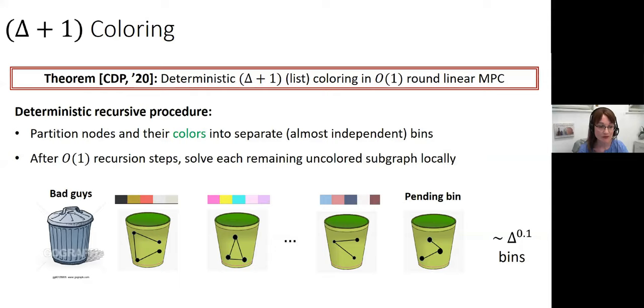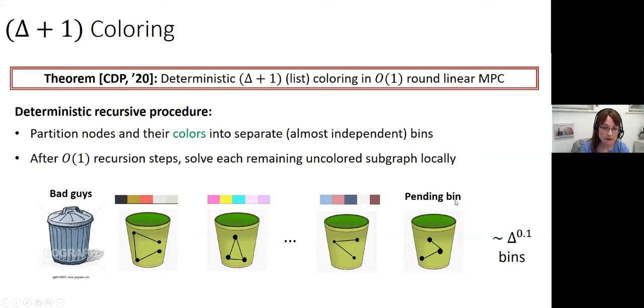So let's just think about this randomized procedure. This randomized procedure is recursive, and it's going to partition both the nodes and the colors into separate and almost independent bins. So suppose the maximum degree is delta, it's given by the problem, delta plus one coloring. So we are just going to take our nodes and roughly throw them uniformly at random into delta to the O of one bins. Now we are going to have one bin that I call the pending bin, and that bin is special.